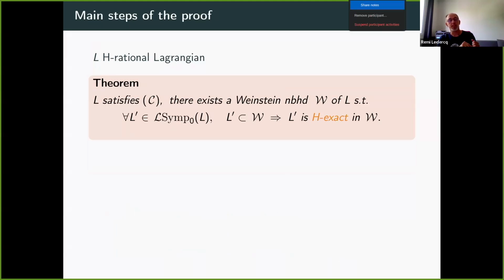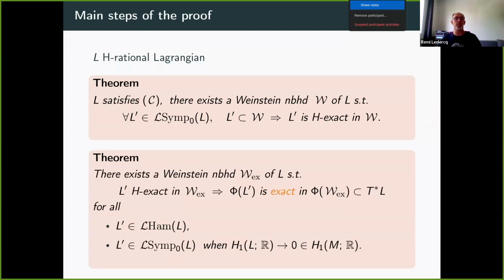So assume that L satisfies this condition, then I can tell you that there exists a Weinstein neighborhood W such that if you take in the initial manifold the image of L prime by some symplectic diffeomorphism, right? Then if this L prime is entirely contained in W, then L prime is H exact in W.